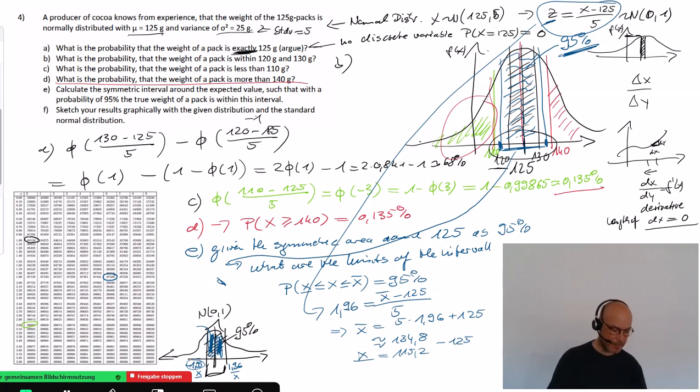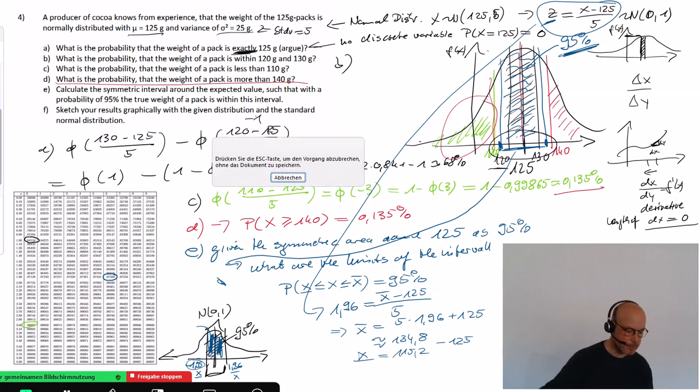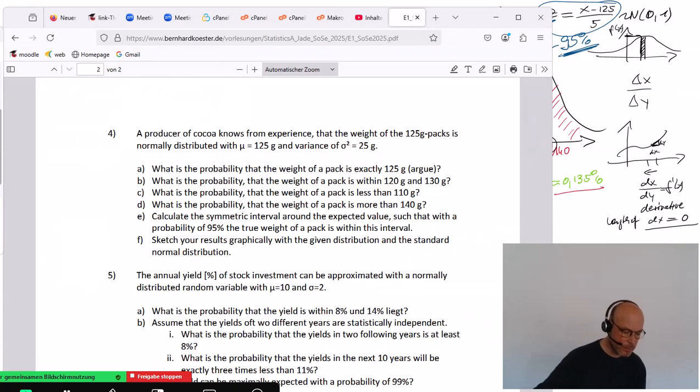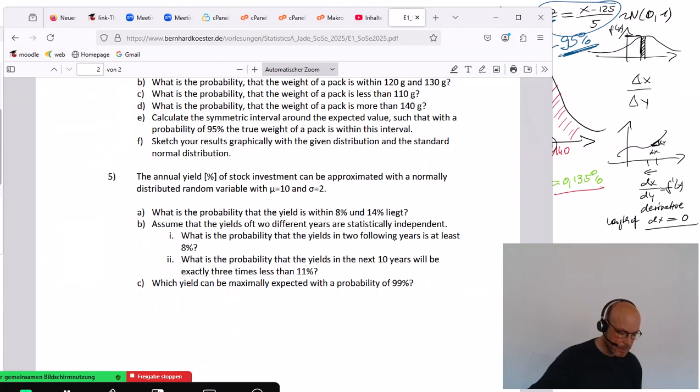Okay, 10 minutes left. Maybe we can also make it with the last one.